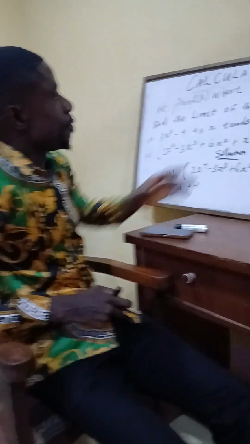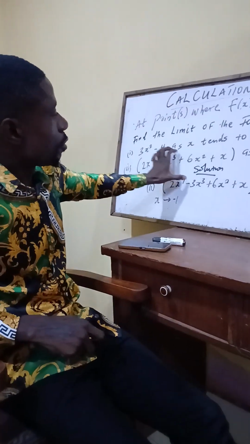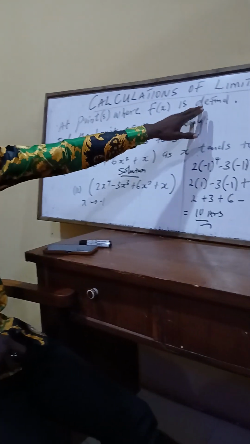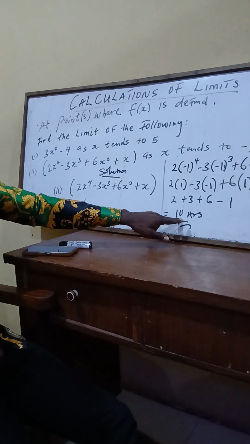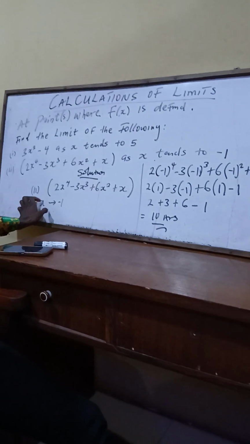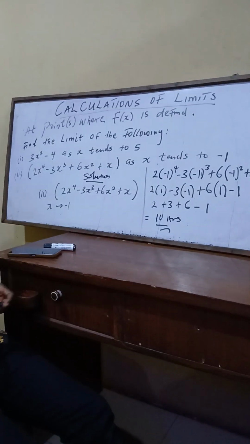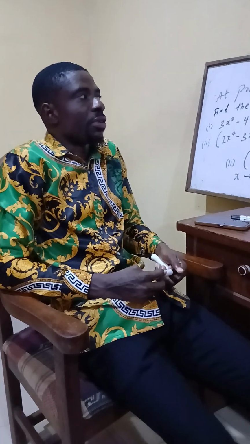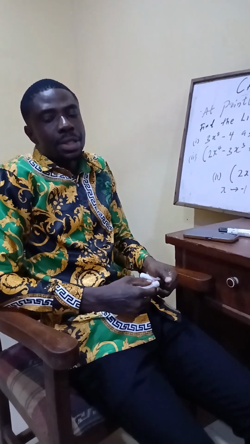It means that the function exists. The function is defined at 10 when x tends to minus 1. So this is direct substitution of the limit of a function.